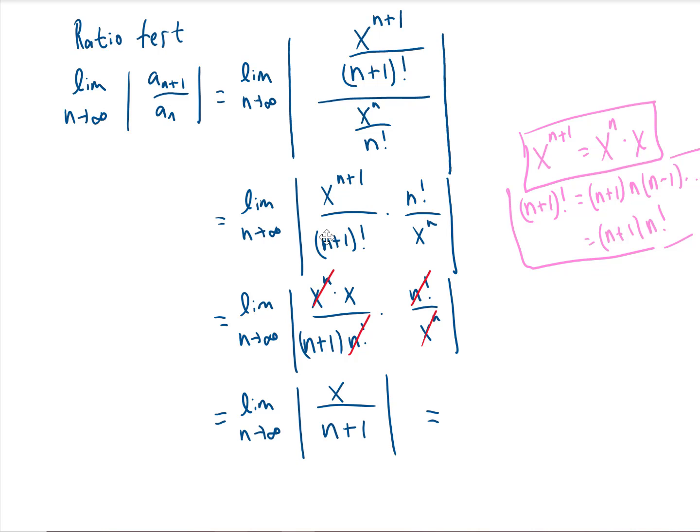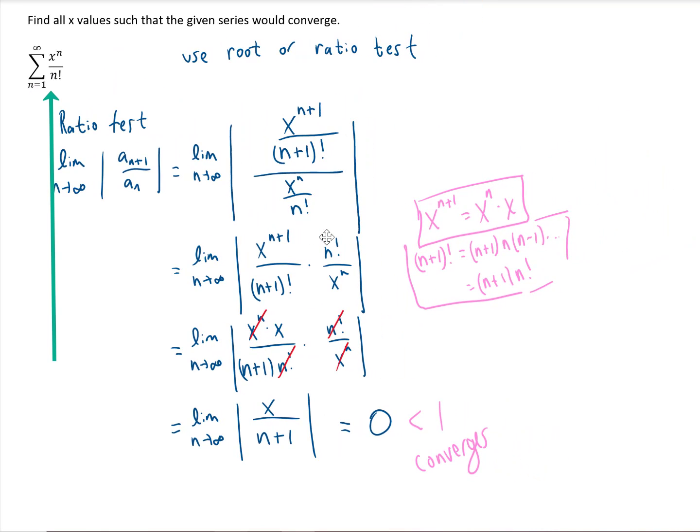If we now take our limit as n goes to infinity, you'll notice that our x value is fixed, but our denominator is going to infinity. That means that our limit is going to be 0, and by the ratio test, if this limit is less than 1, our series converges. What that means is for any x we choose in this original problem, our ratio test is always going to give us a limit of 0, and our series is always going to converge.